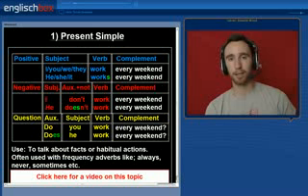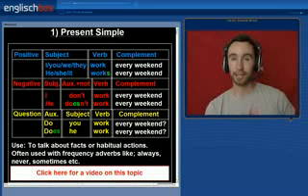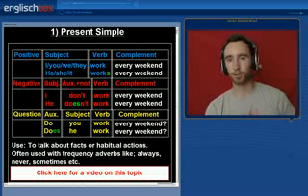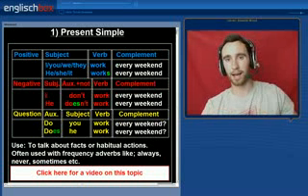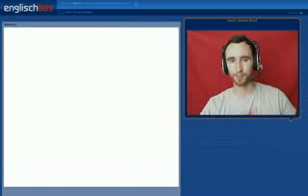Then we have the form in negative. In negative, it's very important to remember to use the auxiliary don't, or in third person, doesn't. And finally, the question form, you have to remember to use the auxiliary do or does in third person at the beginning, and to invert the subject and the auxiliary.